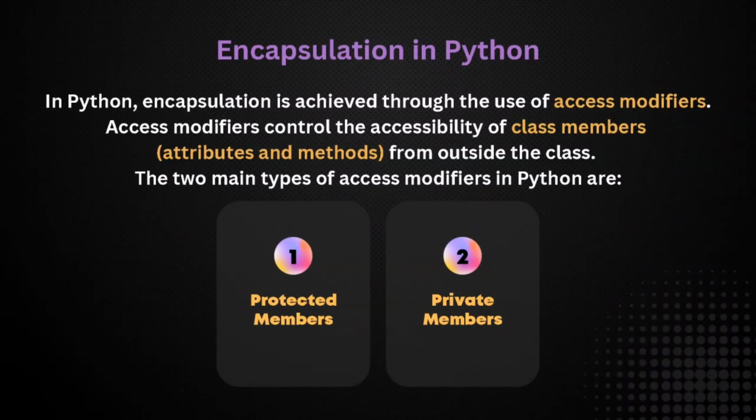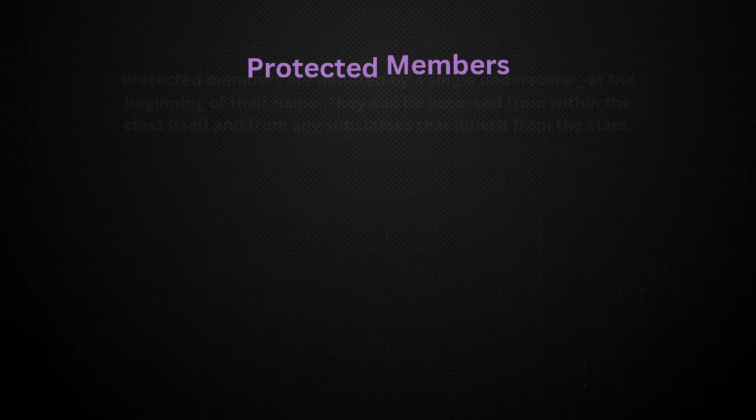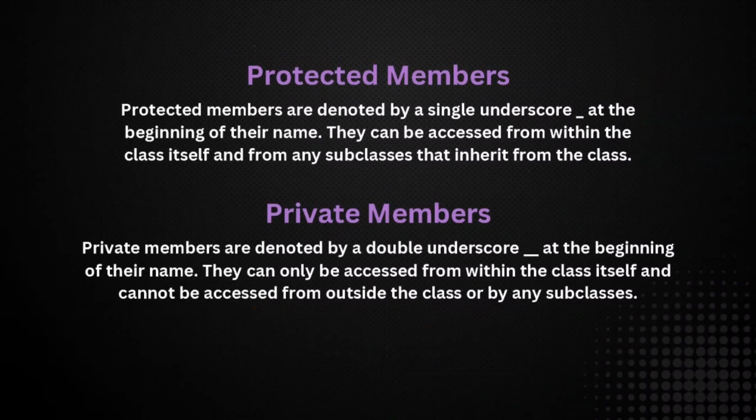It is achieved through the use of access modifiers. So what are they? Access modifiers control the accessibility of class members. And when I'm saying class members, we have two things in a class, attributes and methods. So both of them together are known as members of a class. So basically access modifiers control the accessibility of class members from outside the class. And we have two main types of access modifiers. One is protected and one is private. So let's see what they are and how we actually define them.